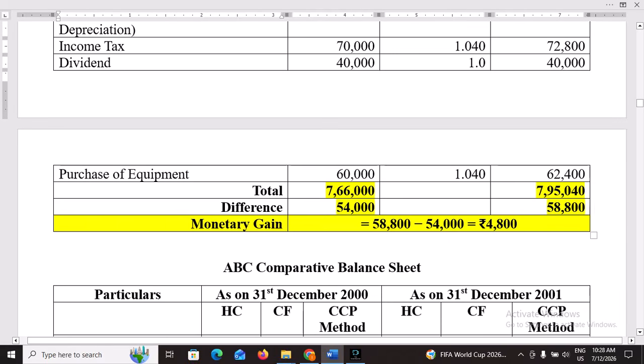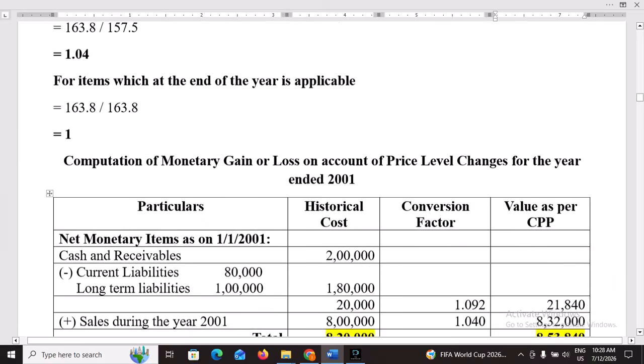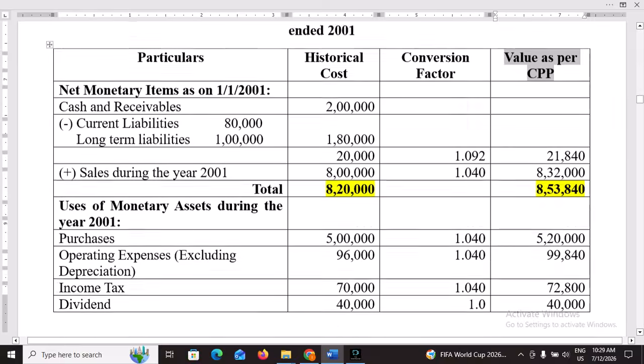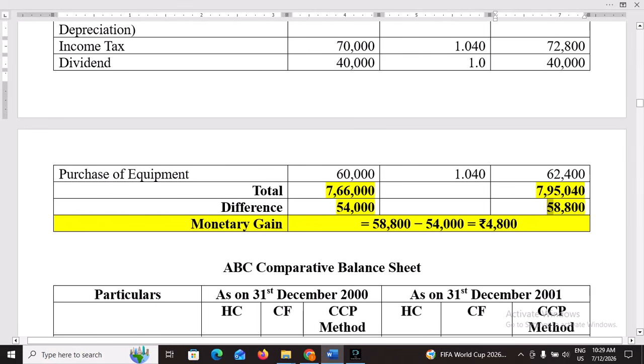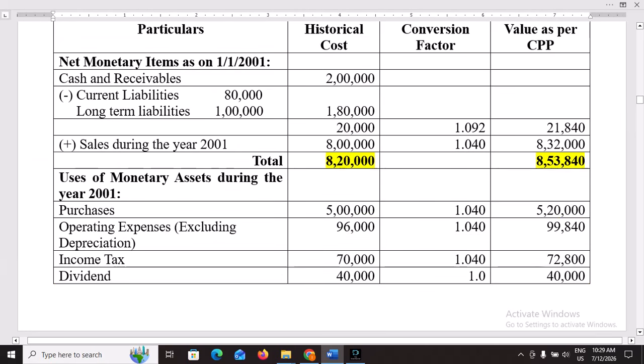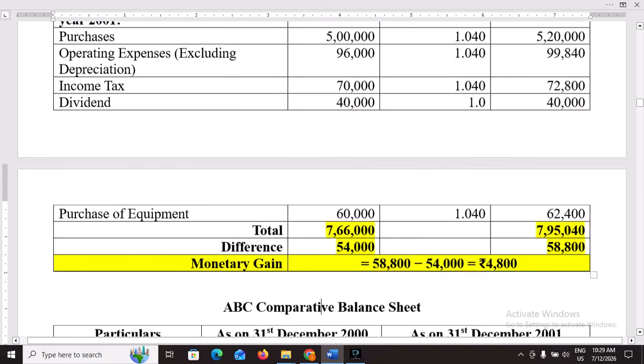Okay, so now for monetary gain: the closing is as per CPP. As per CPP it is 58,800, minus as per historical cost 54,000. So the difference is positive 4,800. This is the monetary gain. Hope you guys understood. This is the computation of monetary gain or loss.